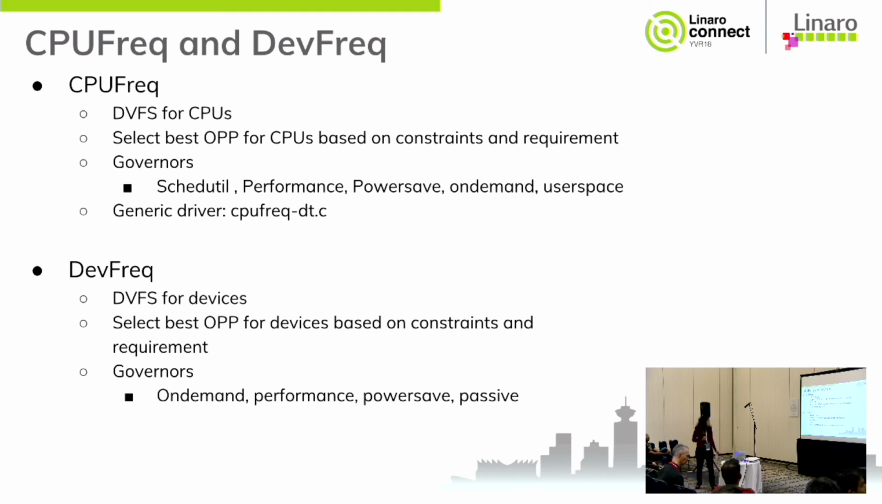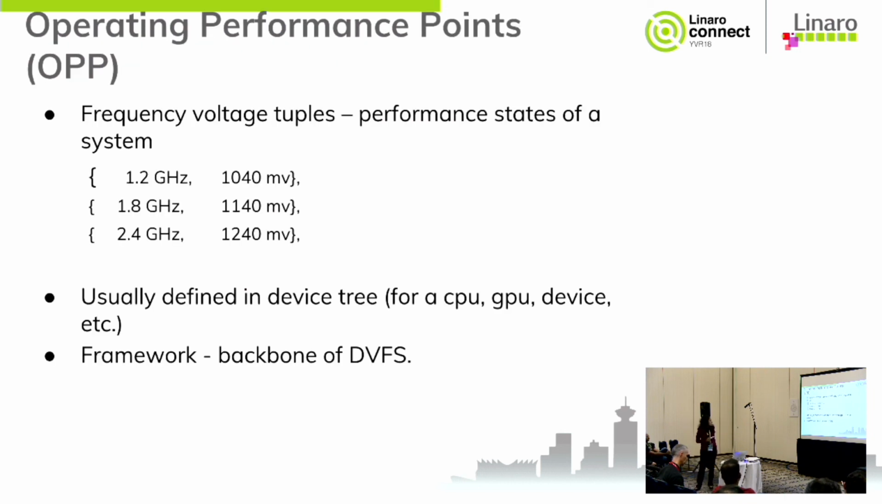Okay, so let's move on to CPUFreq. So there is this concept of DVFS, which is dynamic voltage and frequency scaling. The idea is that there can be multiple frequencies at which a device can operate at, and there can be multiple voltages associated with some of these, at least some of these frequencies. So this pair of frequency and the associated voltage, the tuple, different SOCs name it differently, but the common term in Linux kernel is operating performance point, or OPP.